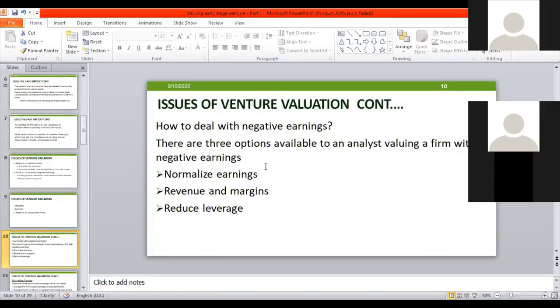Then the third one is if the venture is reporting negative earnings due to high interest cost. That means the firm is reporting negative earnings because of high debt, the leverage, not because of any operating problem of the business. Then as analysts we can adjust the earnings by removing the impact of leverage from the earnings. So we can adjust the interest cost for that particular year. So these are the methods that we can use when we have negative earnings.